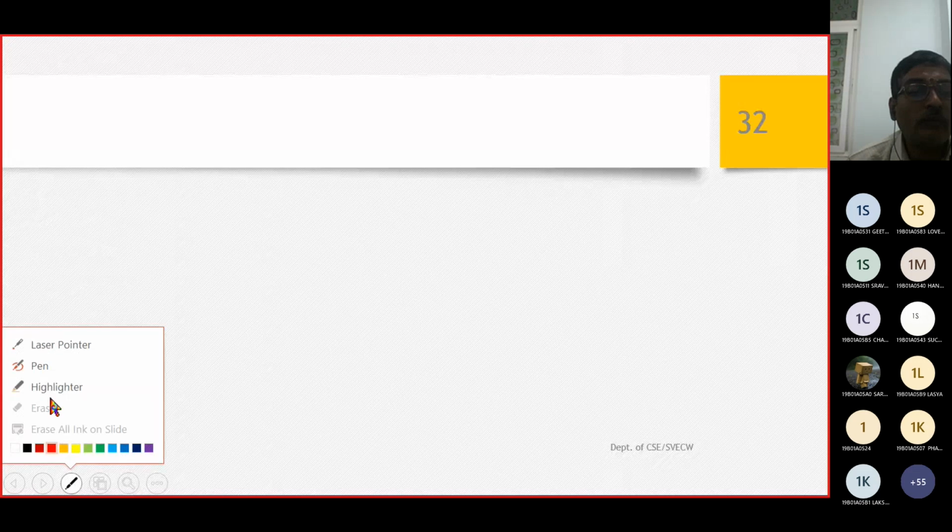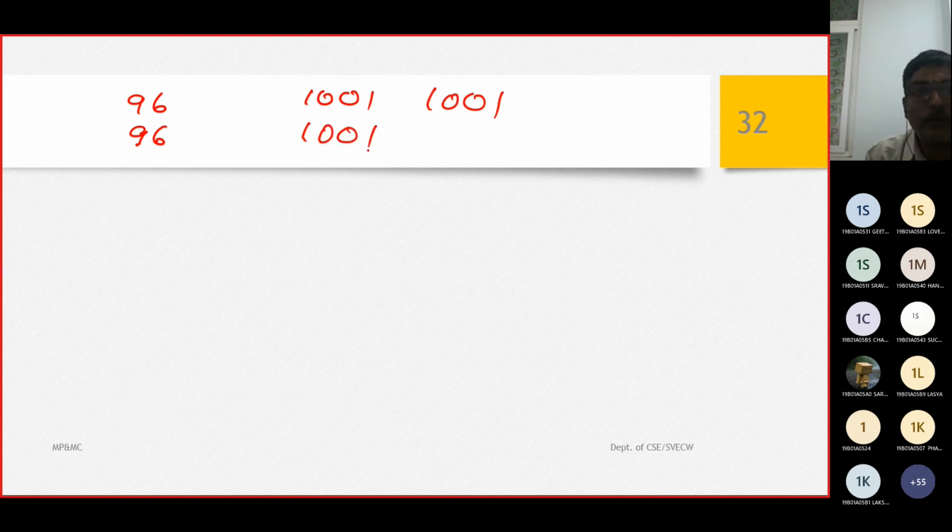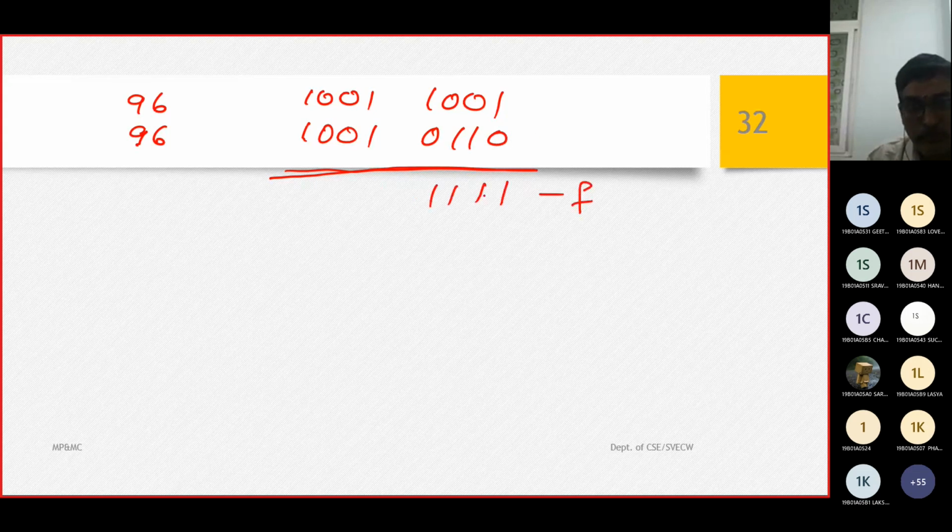Let me take one more example to show you the things. 96 and 96. So when we are going to do this, 1001, 1001, 1001 and 0110. If this is the model here, now all are going to be F's.